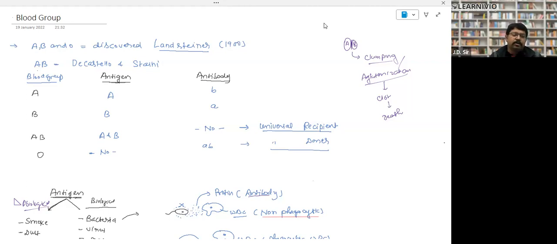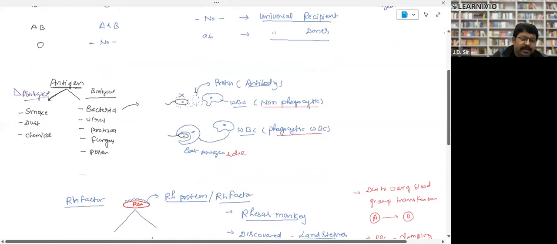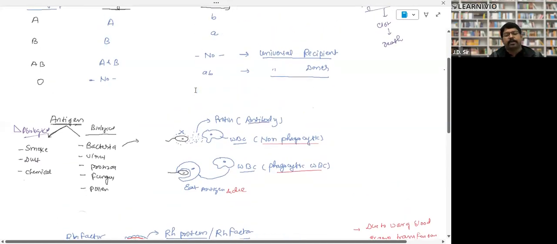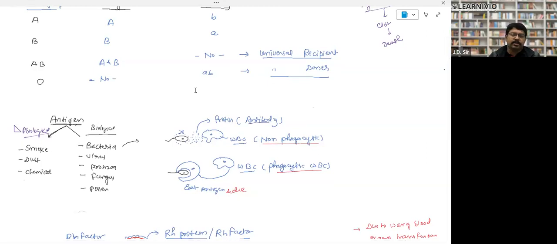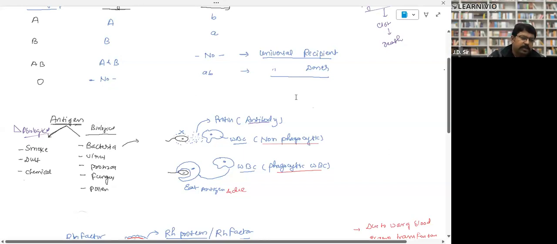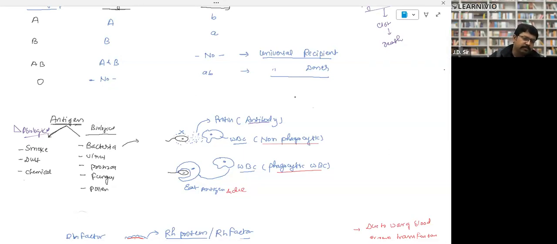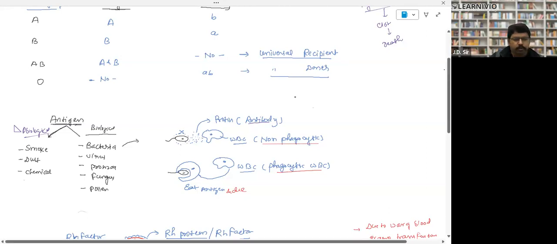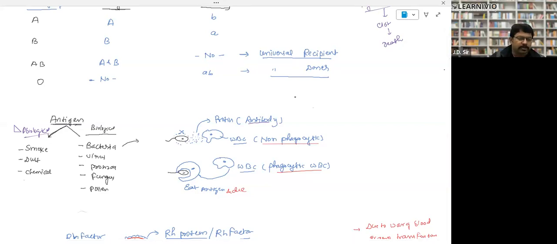But in a nutshell, we can say anything which is biological or non-biological, when it enters our body and our body starts producing antibodies against it, or our immune system gets activated, then it is an antigen. Antigens can be biological or non-biological. Biological antigens can be bacteria, virus, protozoa, fungus, and pollen. Non-biological antigens can be smoke, dust, and chemicals.